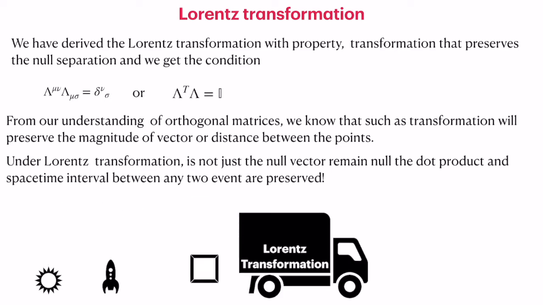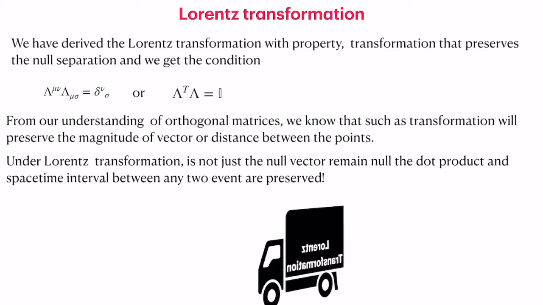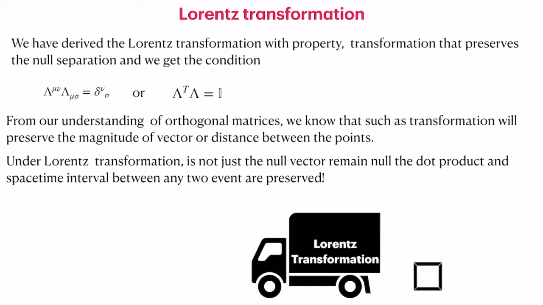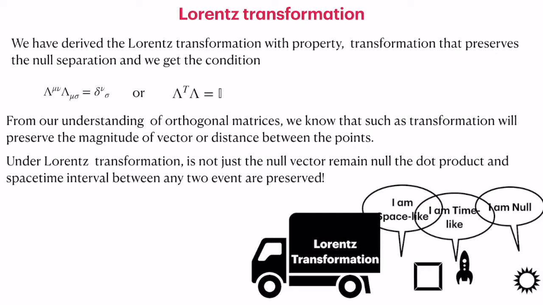After a Lorentz transformation, they will preserve their property. So that means null vector remains null and the time-like vector remains time-like, and so does space-like vector. That's a very important property which we will be using very often.